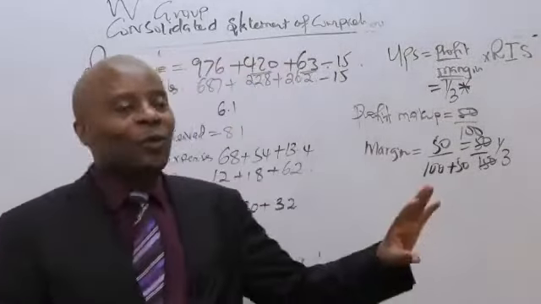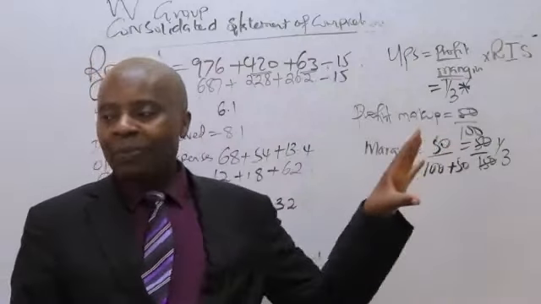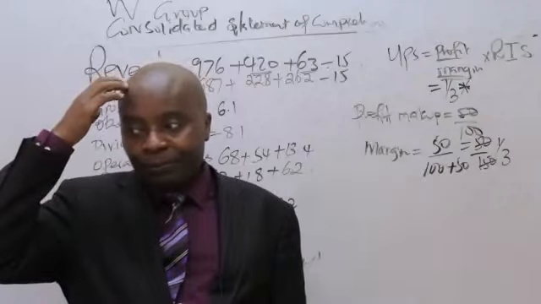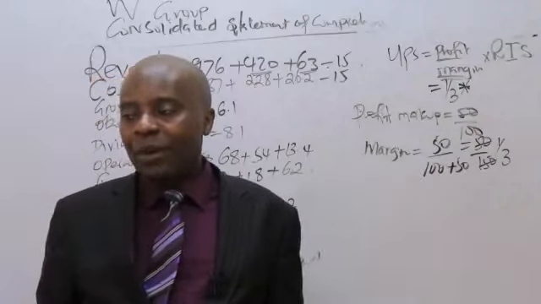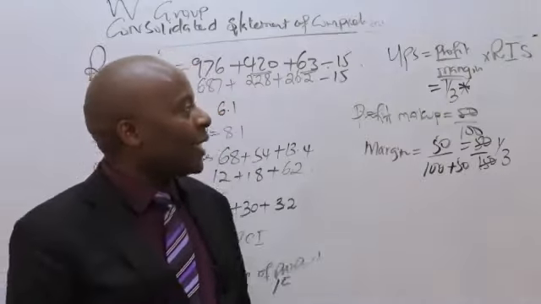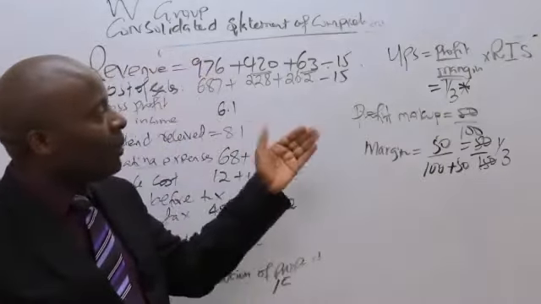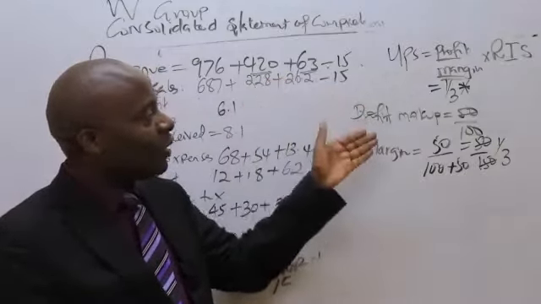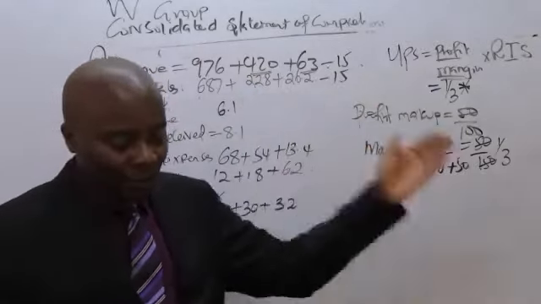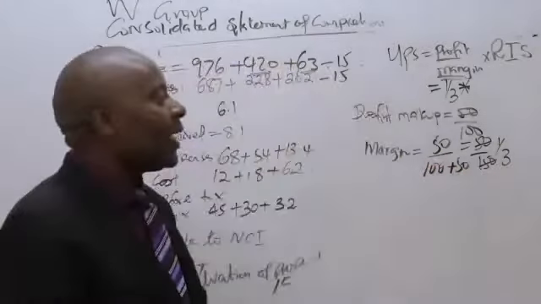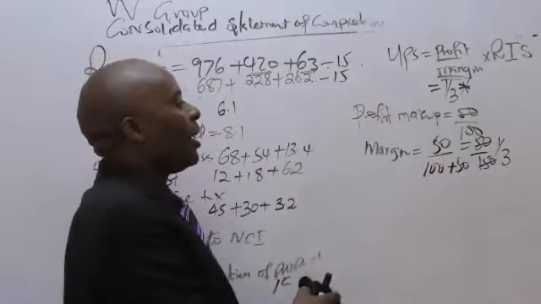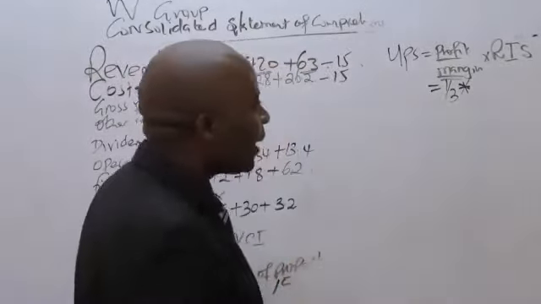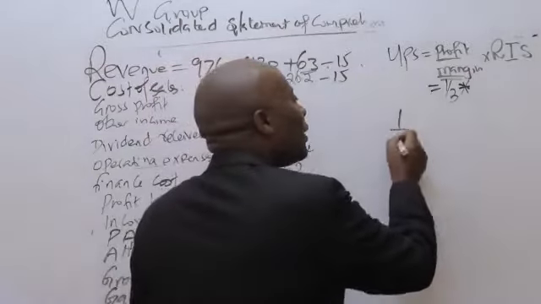So first of all, are we together up to here? Margin has a bigger denominator. Once I've gotten this margin, then to get unrealized profit on stock, I'll take the margin times RIS. RIS means remaining intra-sales, remaining internal sales. The intra-sales are 15, so it will be a third times 15.